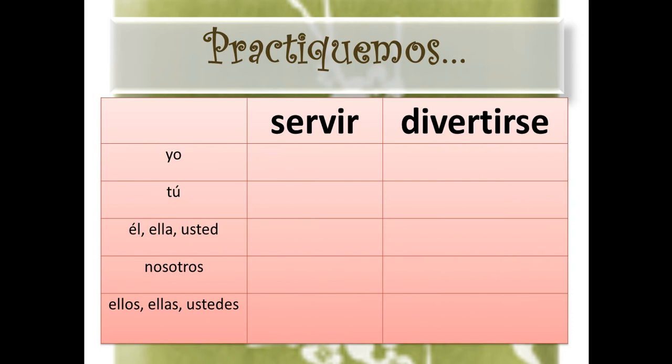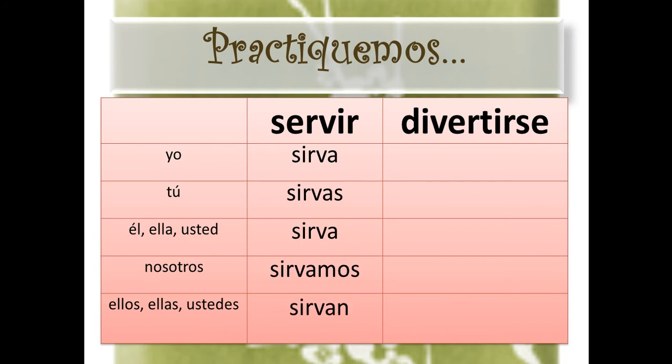Servir is an IR verb, so it can stem change in the nosotros form. So sirva, sirvas, sirva, sirvamos, sirvan. It happens to be an E to I stem change anyway, so it's the same stem change throughout the verb.